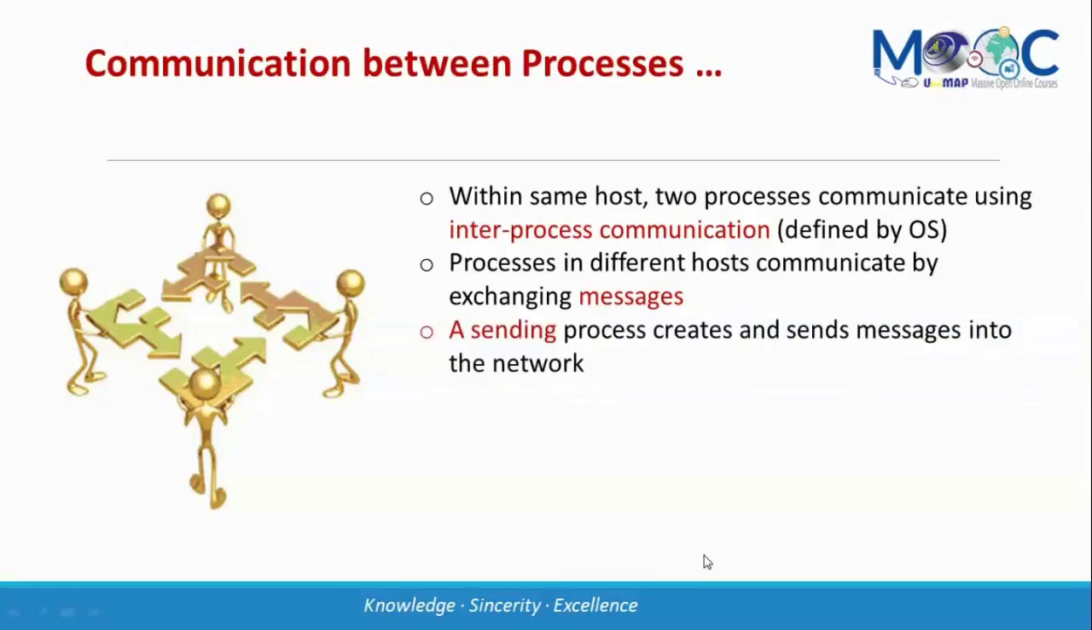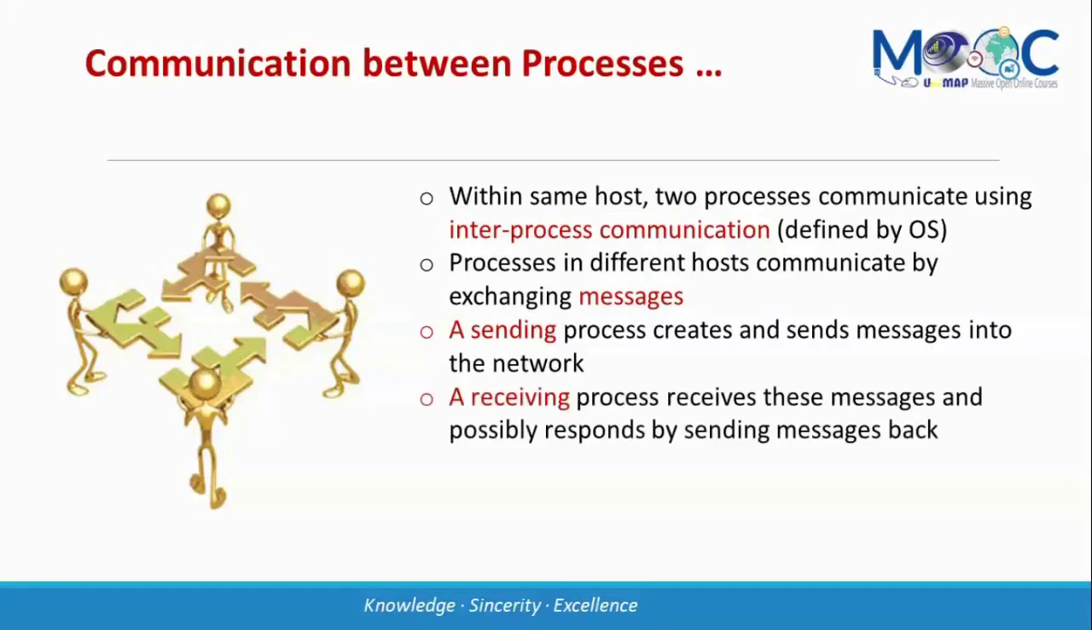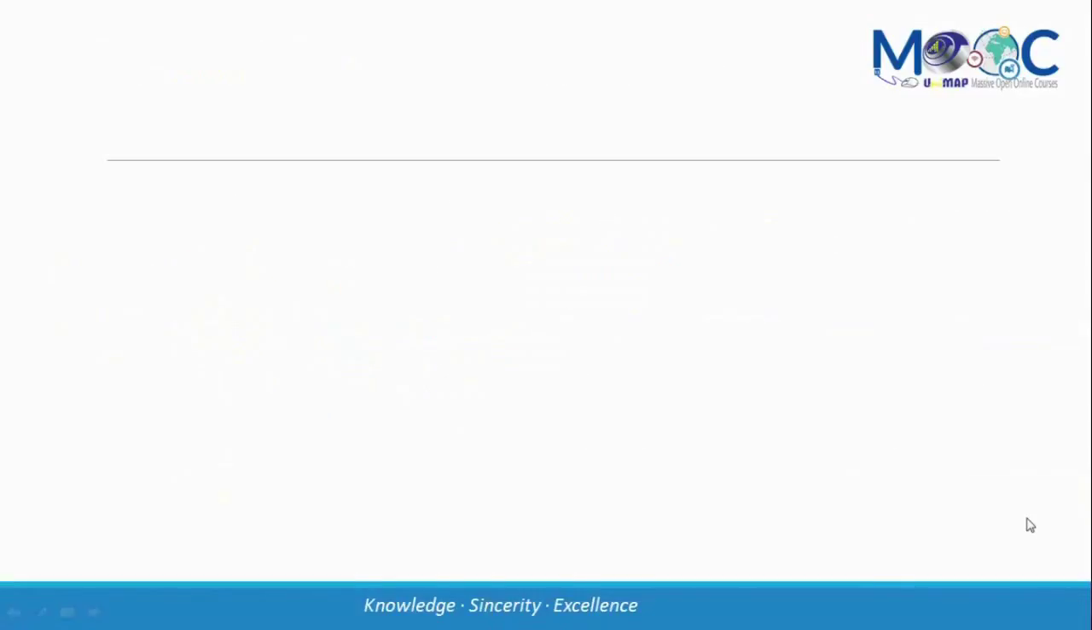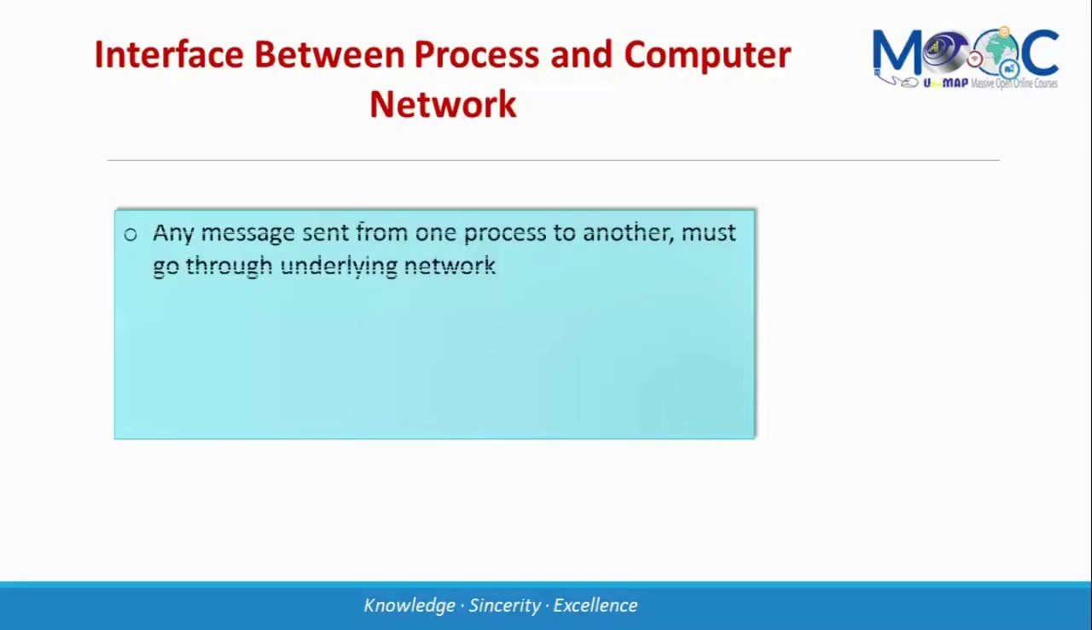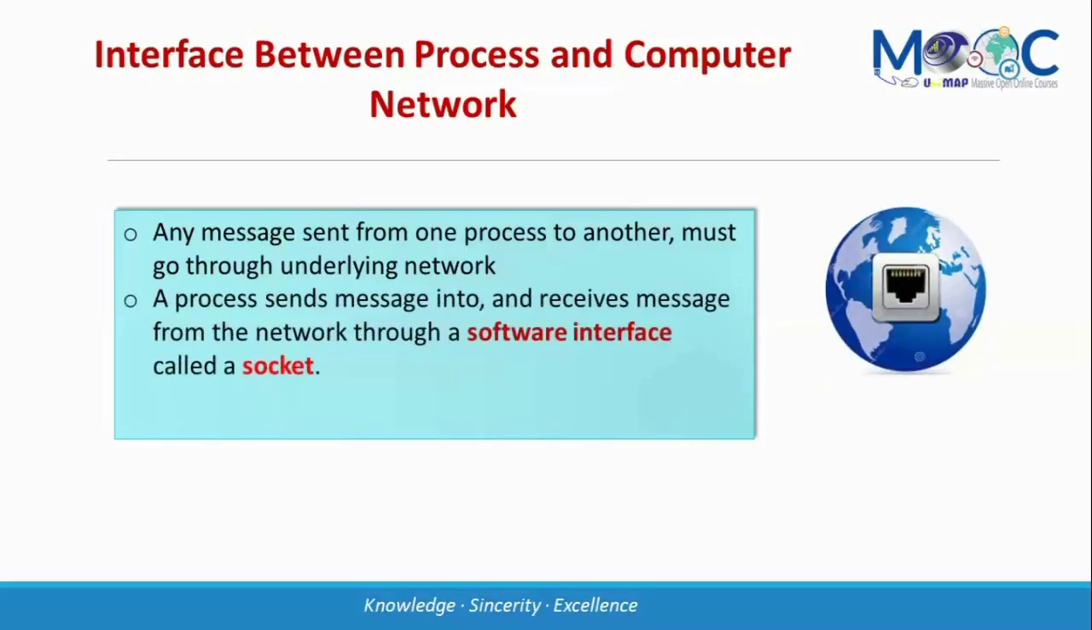A sending process creates and sends messages into the network. A receiving process receives these messages and possibly responds by sending a message back. Now we know that two processes communicate with each other by exchanging messages. Any message sent from one process to another must go through an underlying network. Actually, a process sends messages into and receives messages from the network through a software interface called a socket.